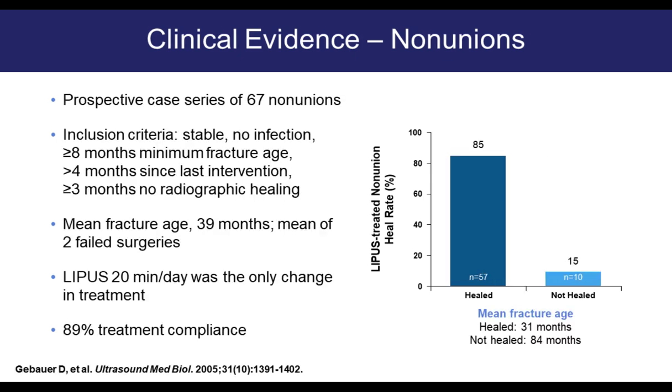Gebauer's study, prospective case series of 67 nonunions, inclusion had to be stable, no infection, at least 8 months old, at least 4 months since the last intervention, at least 3 months without radiographic healing. Their mean fracture age was 39 months, over 3 years old. They had a mean of 2 failed surgeries. Only treatment change was LIPUS for 20 minutes a day, and again, you see 85% of those fractures went on to heal. So we're getting pretty similar results between these studies, 86, 86, 85.